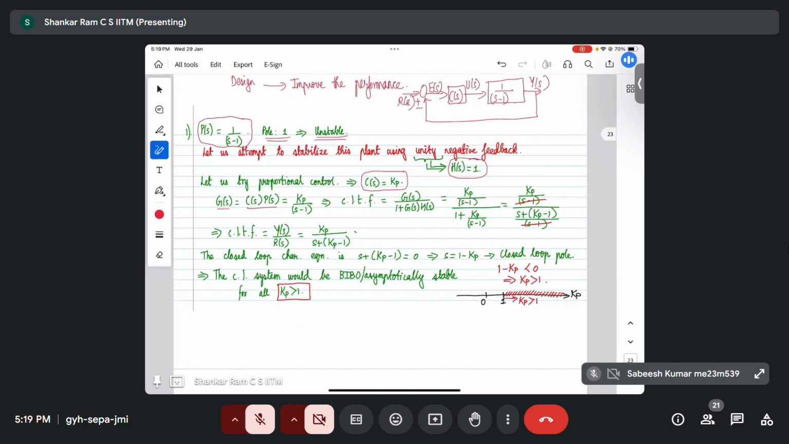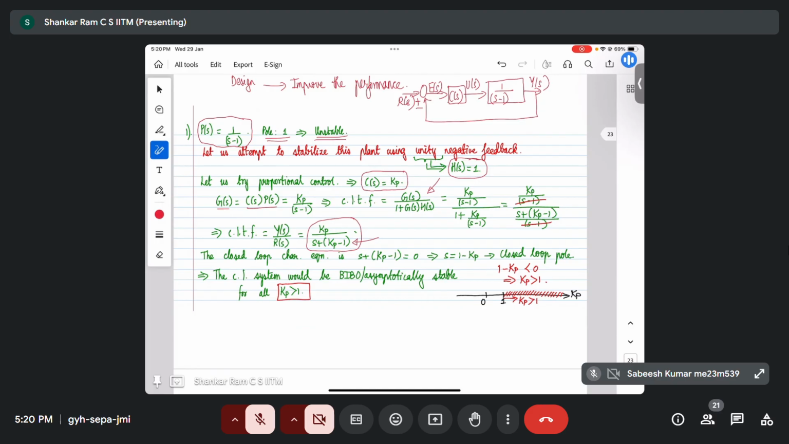Then we go to the closed loop transfer function, which is G of s divided by 1 plus G of s H of s. G of s is Kp divided by s minus 1. And 1 plus G of s H of s is going to be 1 plus Kp by s minus 1, right? So if we process this, we take the LCM and cancel out the common factors, and the closed loop transfer function comes out to be Kp divided by s plus Kp minus 1. So the closed loop characteristic equation is the denominator polynomial equal to 0, so it's s plus Kp minus 1.